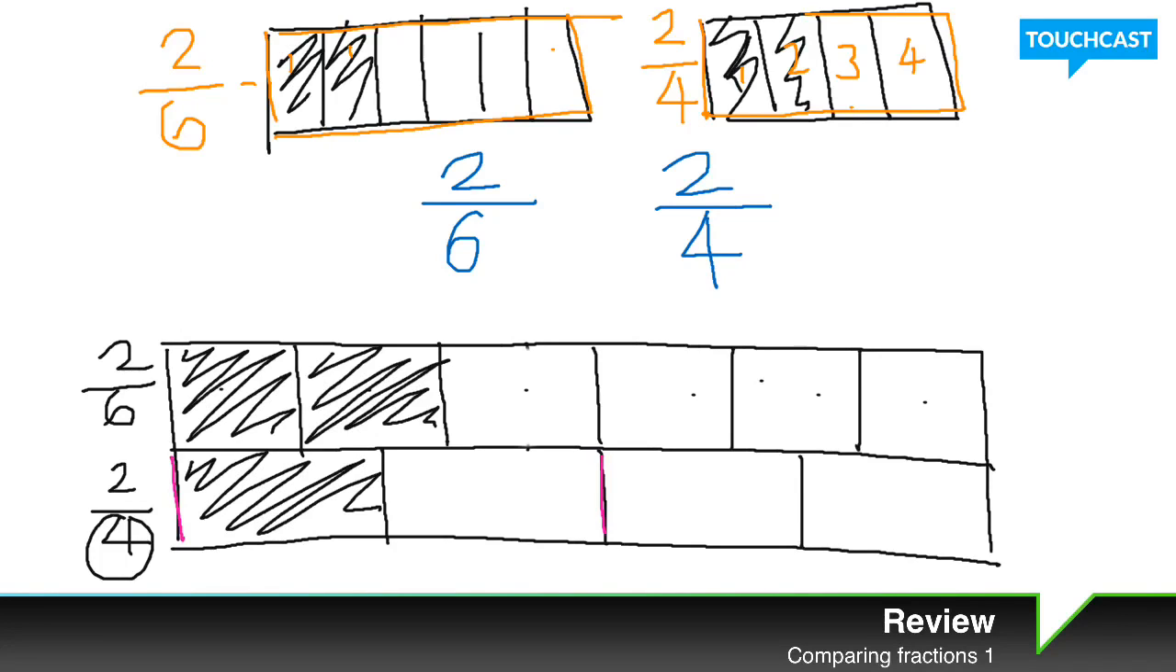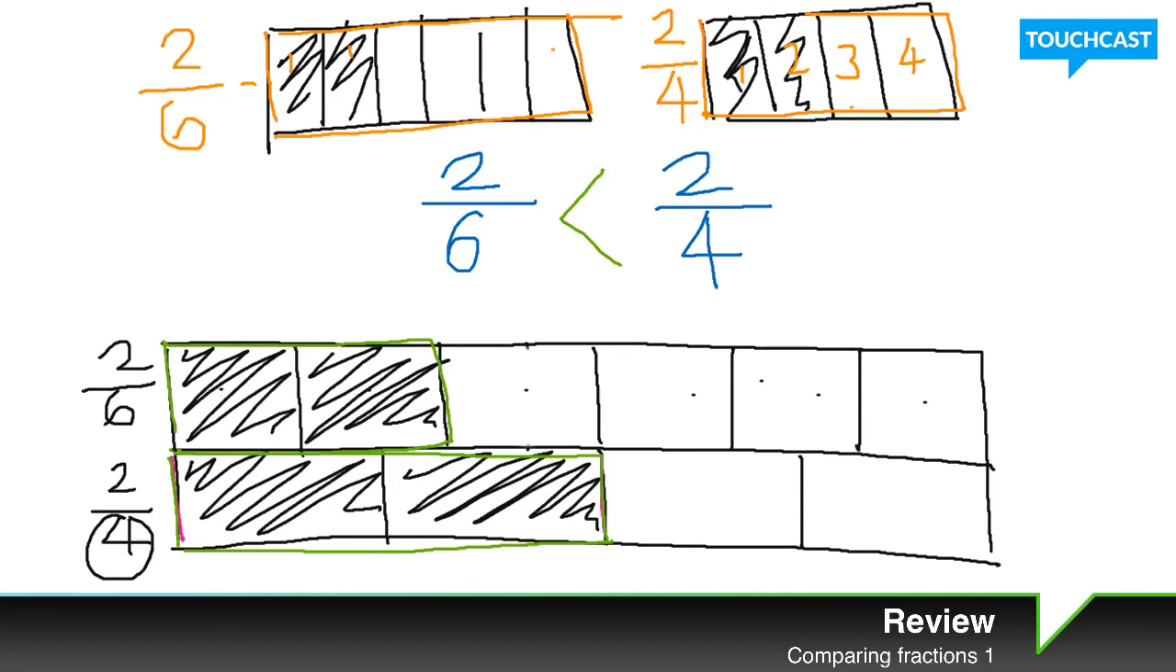1, 2. And now I need to think to myself, the question I'm asking is, which of these fractions is bigger? Is 2 over 6 bigger, or is 2 over 4 bigger? And I think it's pretty clear to see right here that 2 over 4 is bigger than 2 over 6. So I would make the alligator eating the 2 over 4. Remember, the alligator always eats the bigger number, or in this case, a fraction. Let's take a look at another slide.